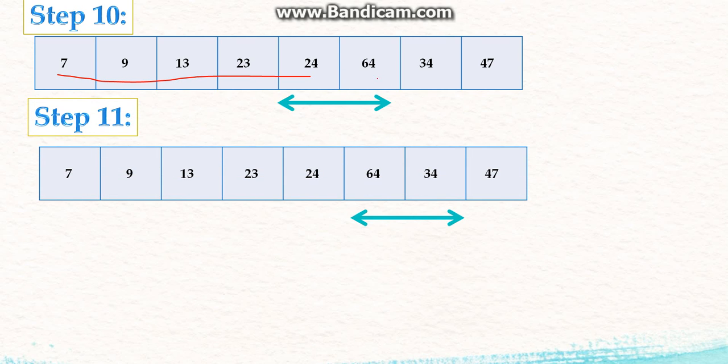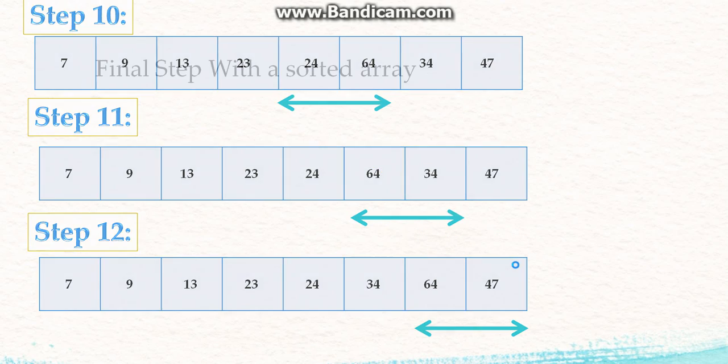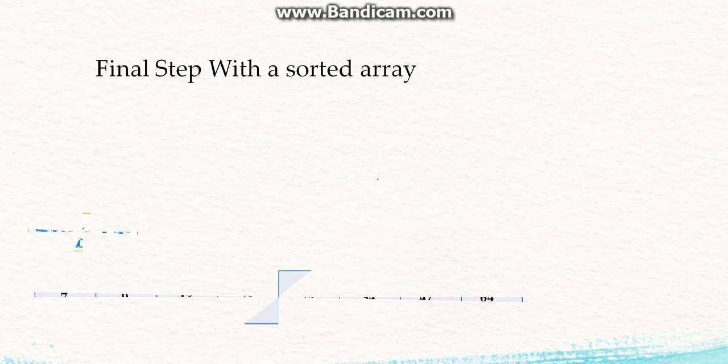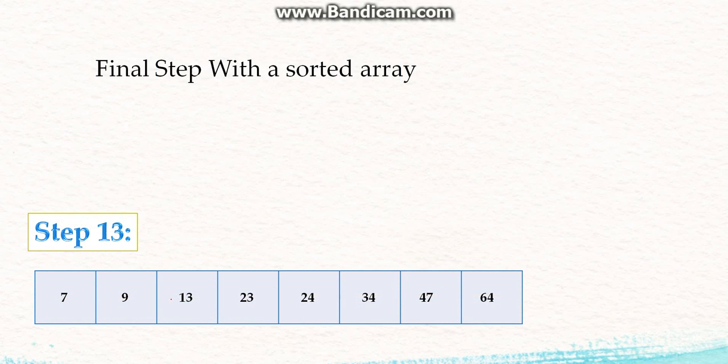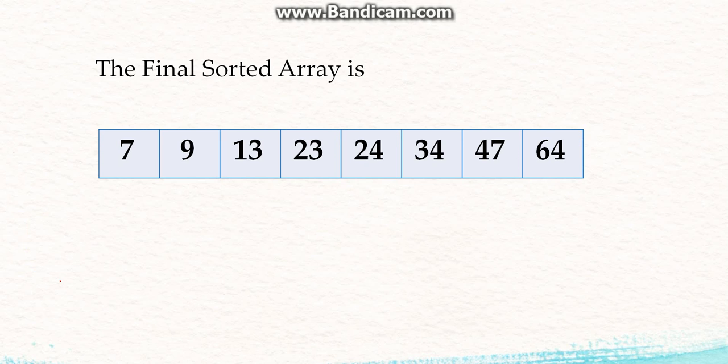So next comparison will be on 64 and 34. 64 and 34 are compared, so 34 will be placed here and 64 will be placed here. Then finally we go for the 64 and 47 comparison. So 47 will be here and 64 will be placed here. In the final step, we get this fully sorted array: 7, 9, 13, 23, 24, 34, 47, 64. This is the sorted array. So this is how the insertion sort works.